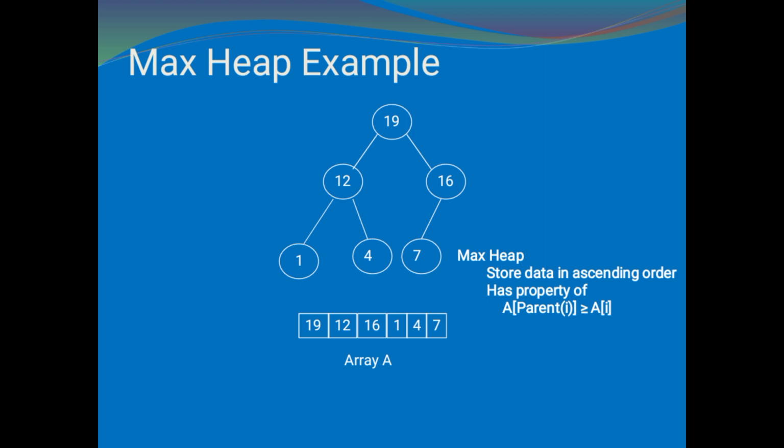Now compare 7 and 16. 7 is smaller than 16. So the parent is containing the maximum element and the child is containing the smallest element. So it is also a max heap.